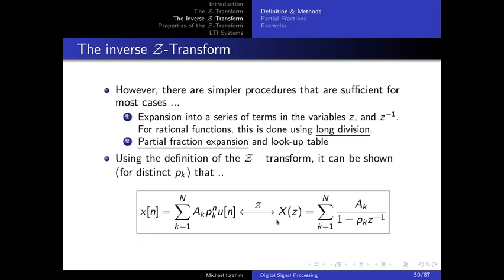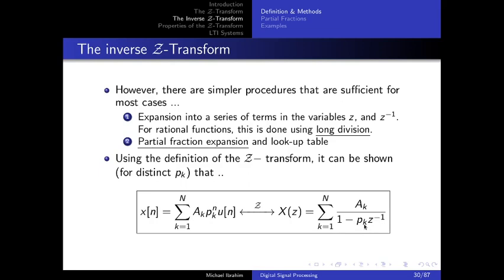If we can express X of z, which is a rational function, a ratio between two polynomials, and these polynomials are in the variable z minus 1, if we can expand this rational function as a summation of simpler terms like this one, constant over 1 minus the pole pk times z minus 1, this term can be transformed back into the time domain right away.